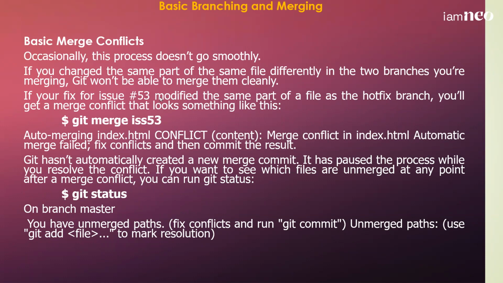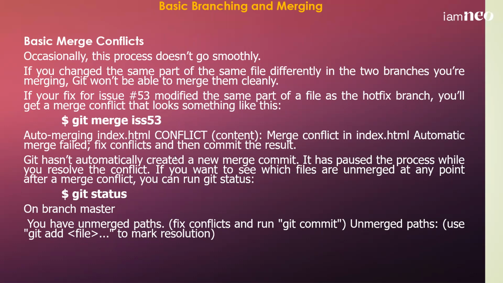If you fixed issue 53 and modified the same part of a file as the hotfix branch, the hotfix branch has modified the same part, and the issue 53 branch is also changing it. In that case, there will be a conflict. So you will get "Auto-merging index.html" and the conflict result like that.